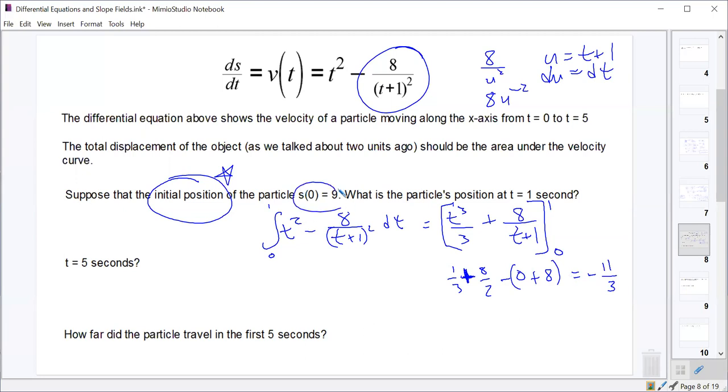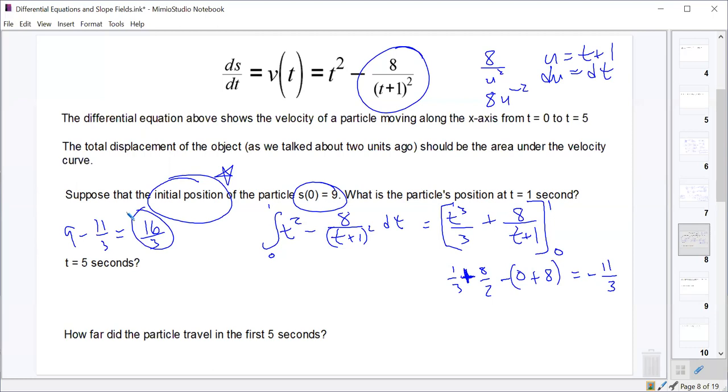Well, if its initial position was 9, then where is it now? Should be at 9 minus 11 thirds, which would be 16 thirds. Now, there's another way we could have done this.